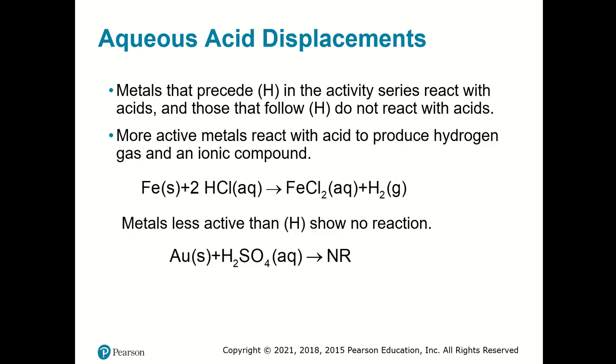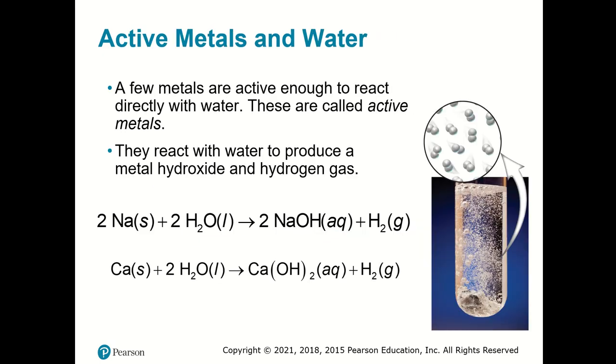Metals that precede hydrogen in the activity series react with acid, and those that follow hydrogen don't react with acid. More active metals react with acid to produce hydrogen gas and an ionic compound. Oh, sorry, let me grab my pen. So here, see the iron replaces the hydrogen, and we have the hydrogen by itself on the other side. On this side we have iron, on the other side we have hydrogen. So that is a single displacement. Metals less active than hydrogen show no reaction. Remember, I showed you before, NR, no reaction.